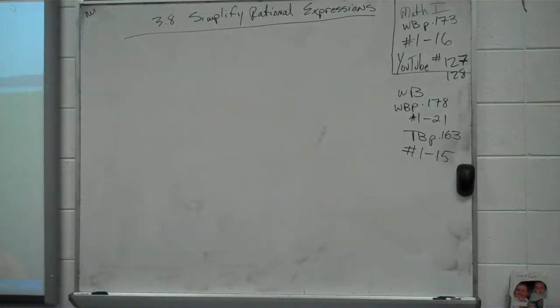Alright, so here we go. This is section 3.8, Math 1. We are simplifying rational expressions. We just got done doing long division, dividing polynomials, and now we are simplifying expressions.